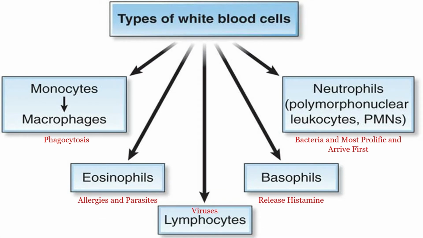You recall the types of white blood cells from AP2. Neutrophils are the most prolific and arrive first and fight bacteria. Basophils release histamine and have some involvement in allergies. Lymphocytes fight viruses. Eosinophils are involved in allergic reactions and fight parasites. Lastly, macrophages perform phagocytosis on invaders and garbage cells.